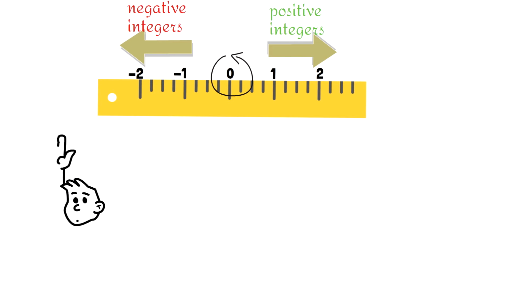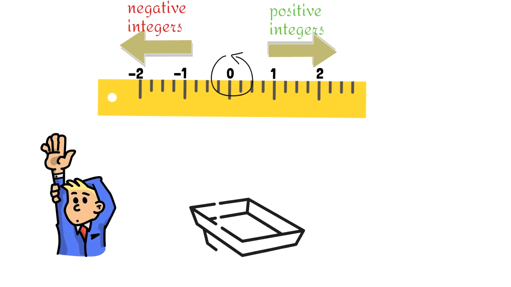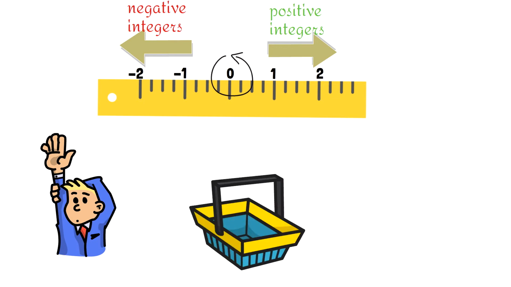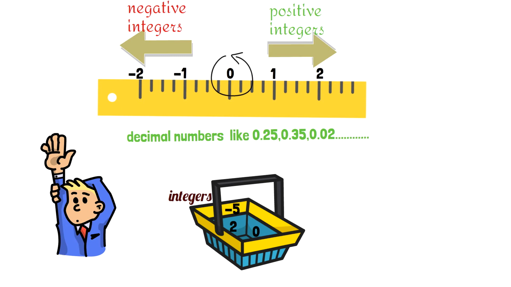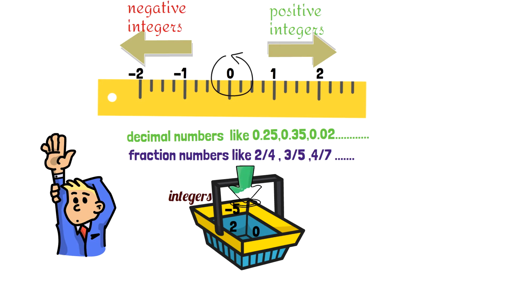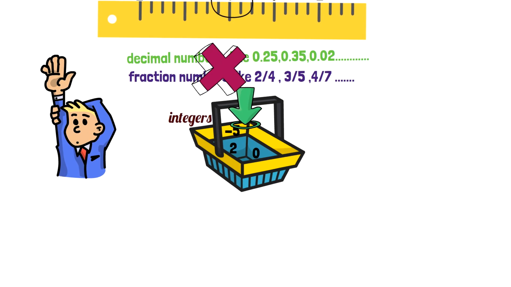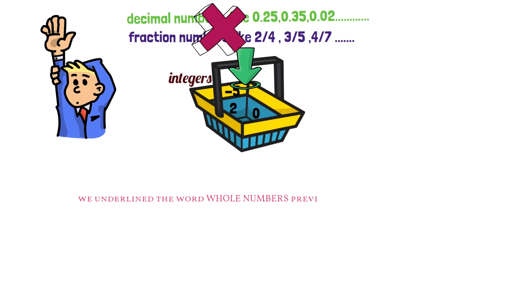At this moment, a question arises. If we look at the integer basket having integers in it, can decimal numbers like these and fraction numbers like these be a part of it? Let's find out. I must tell you that it's a big no. As we underlined the words whole numbers previously, that means decimal and fraction numbers cannot be a part of integers.